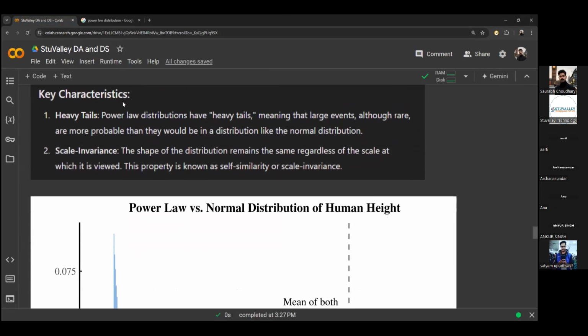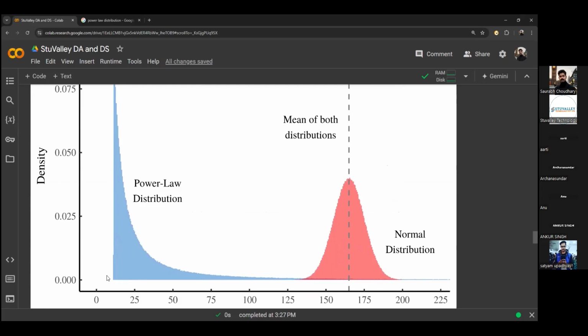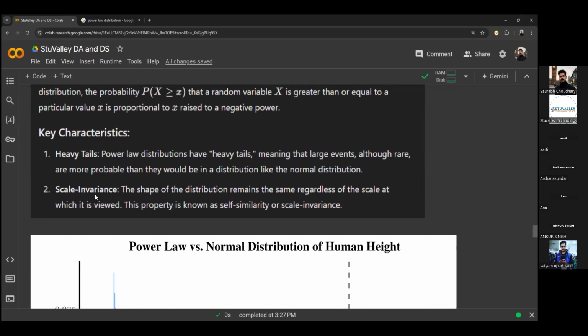Okay, let's go back up again. So what are the characteristics, how does it look? You will see heavy tails, meaning that large events, although rare, are more probable than they would be in a distribution like the normal distribution. So the probability of the few events that occur is very high. And scale invariance: the shape of the distribution remains the same regardless of the scale at which it is viewed. This property is known as self-similarity or scale invariance.